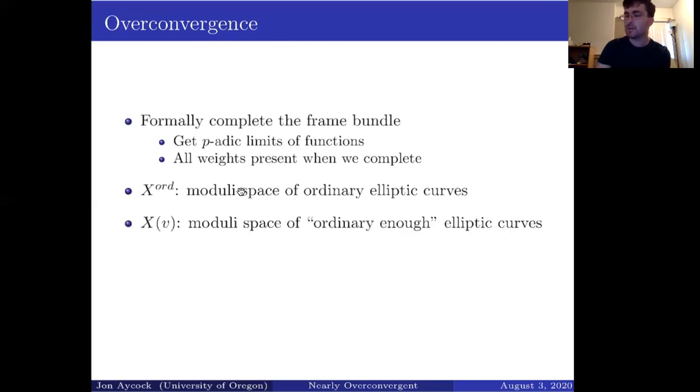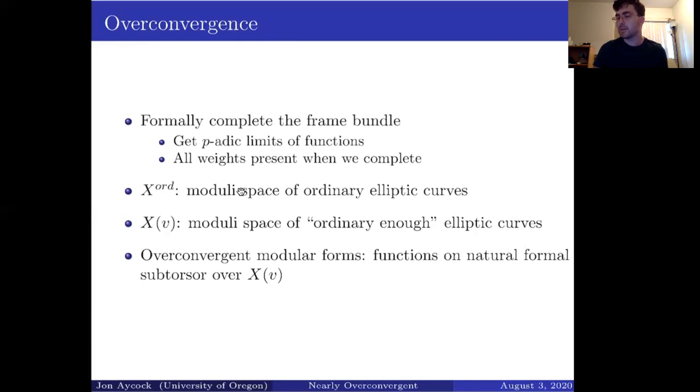And then we have also this slightly bigger moduli space, X of v. This is an overconvergent locus. And I like to think of it as the moduli space of quote unquote ordinary enough elliptic curves. This is in a very specific sense. This is related to the Hasse invariant, and this v is a variable. It goes between 0 and 1, and it tells you how supersingular I am allowed to be in order for me to still count as being in this overconvergent locus.